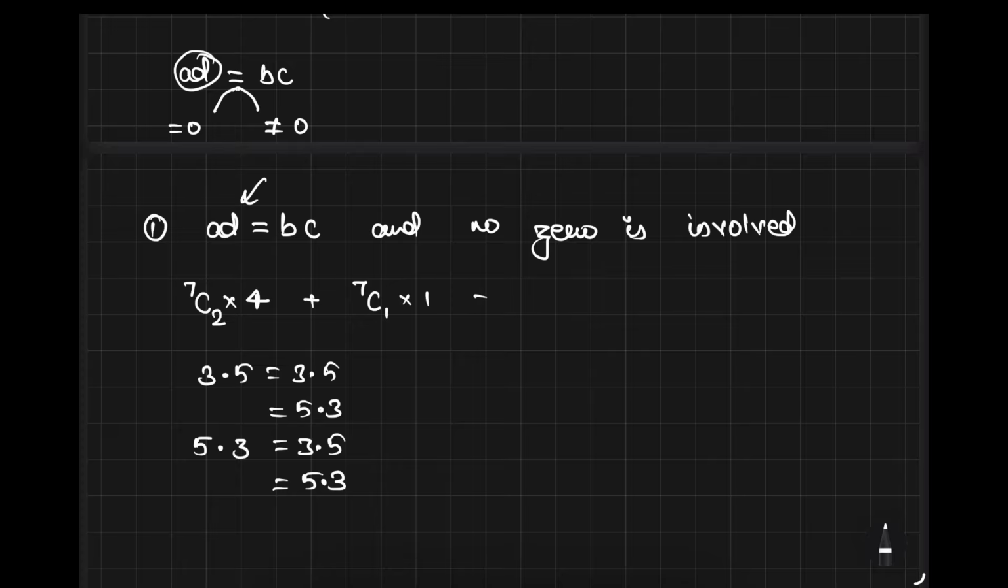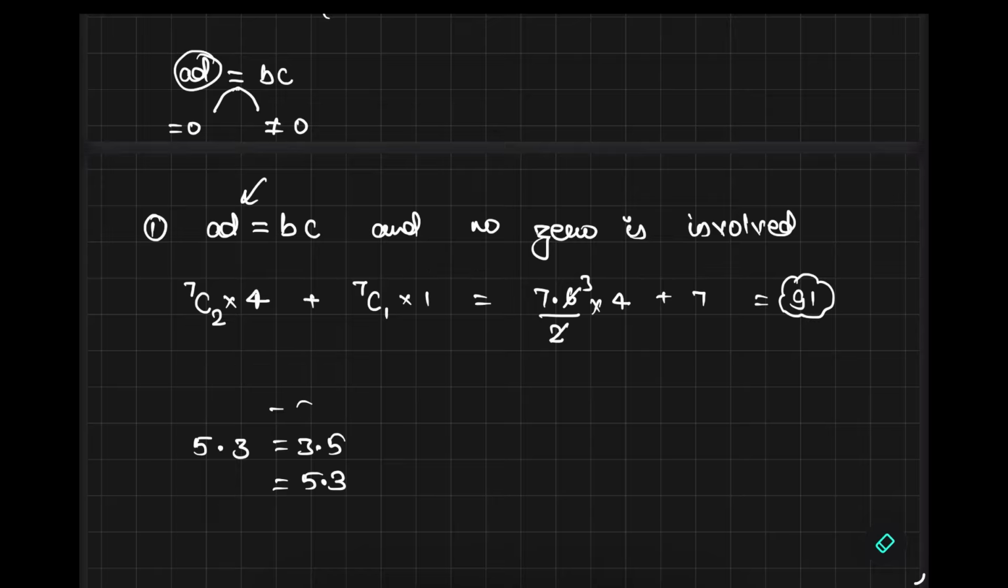Okay, now look at this. 7C2 is 7 times 6 divided by 2 factorial, which is 21, times 4. Plus 7, so it is 84 plus 7, which is 91. So for this case there are 91 ways. Okay, I hope the idea is clear.